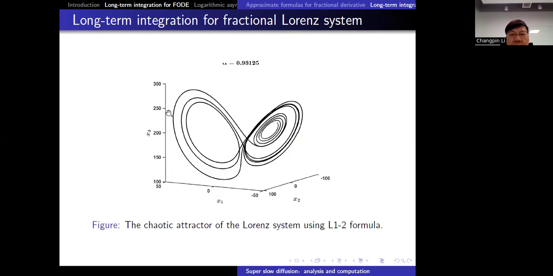We can see from the phase diagram. In this simulation, we use the L2-1σ formula to approximate the Caputo-Hadamard derivative. So such a system has a chaotic attractor indeed for such an alpha value. This is a small value such that the system has a chaotic attractor.